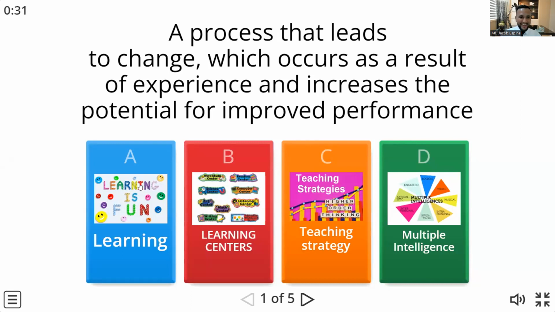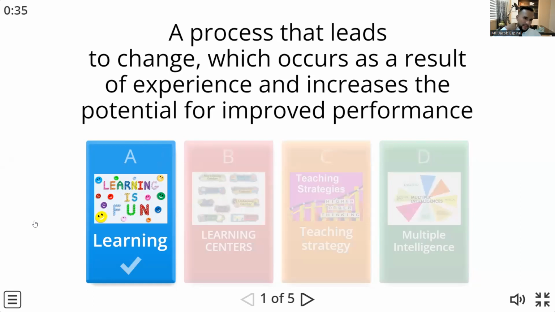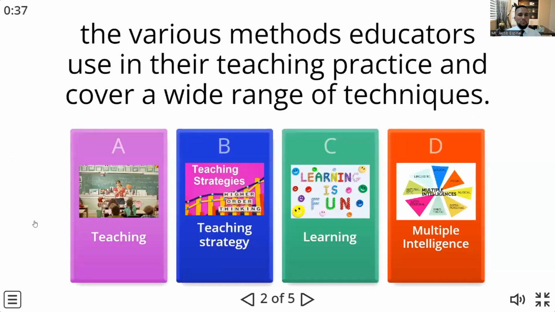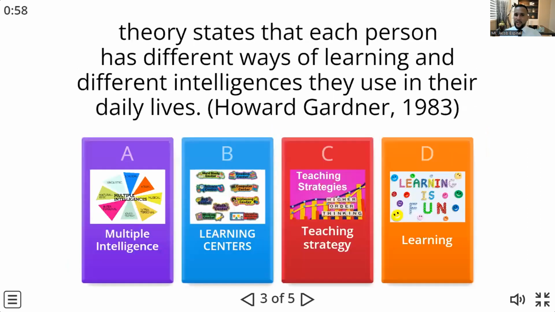You're right, it's learning. Now, second question. What is this? Is the various methods educators use in their teaching and cover a wide range of techniques. That is, yes, you're right. Teaching strategies. Good job. Now, third question.